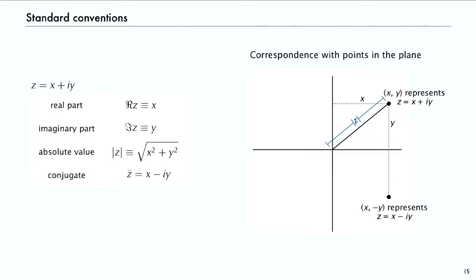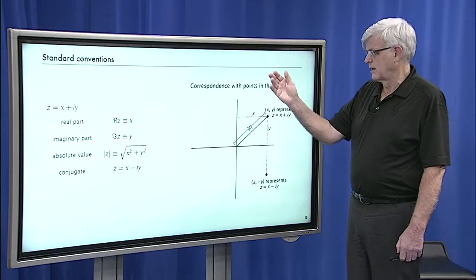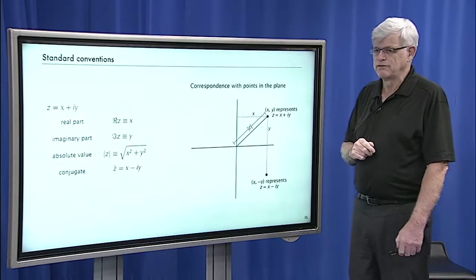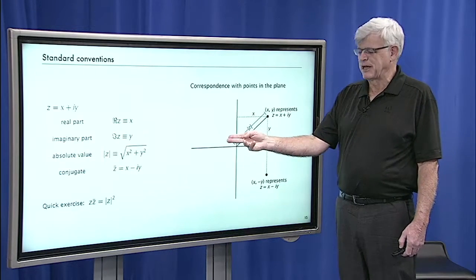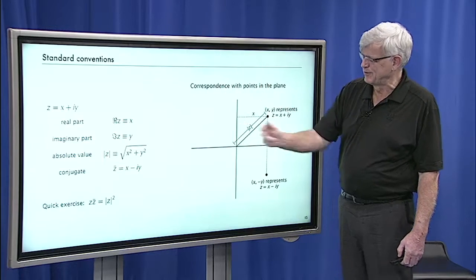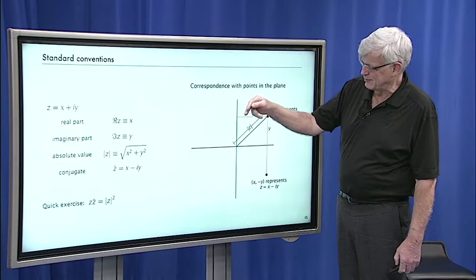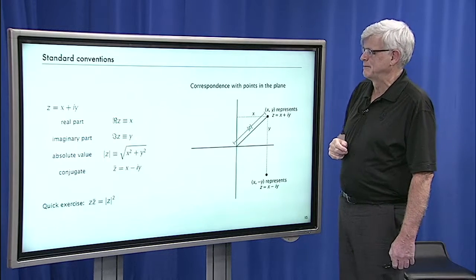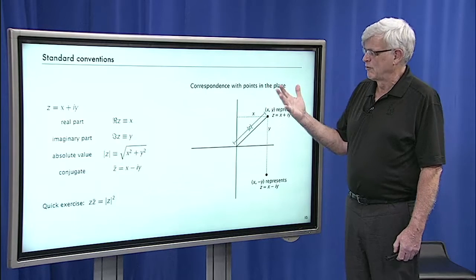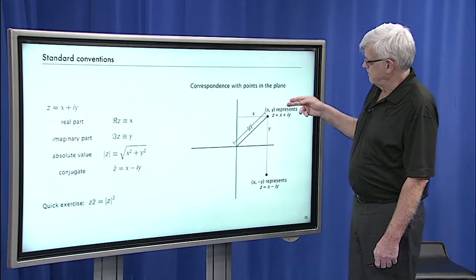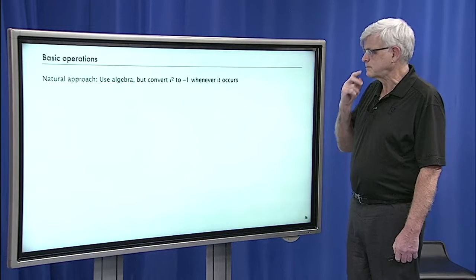And then there's a thing called the conjugate. If you have x plus iy, and that's z, then z bar is x minus iy. That's the point flipped down on the plane. I haven't defined multiplication yet, but when you do, a quick exercise shows that z times z bar equals the absolute value of z squared. So those are standard conventions for how we refer to complex numbers. Every one has a real part and an imaginary part, and we represent them with points in the plane.